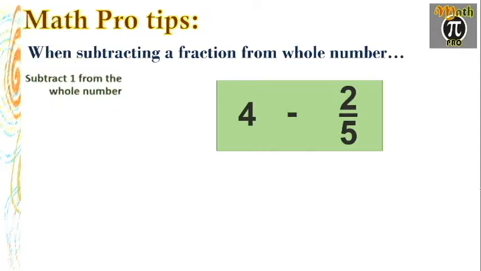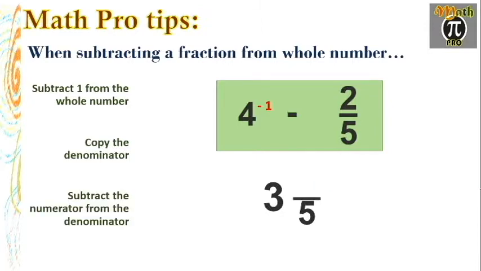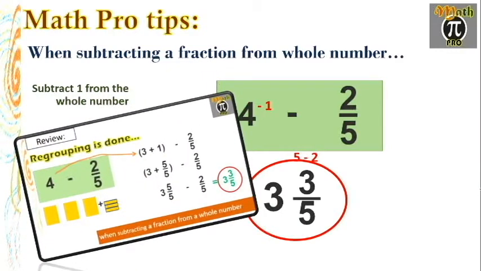First, subtract 1 from the whole number. You'll get a 3. Then, we copy the denominator of the fraction. And the last step would be to subtract the numerator from the denominator. So when we do that, we will get the numerator 3. As you see, the same answer will be obtained using this method.